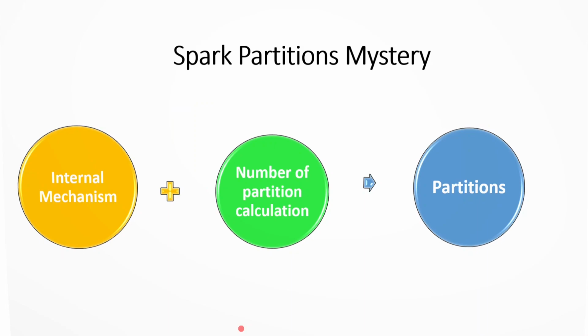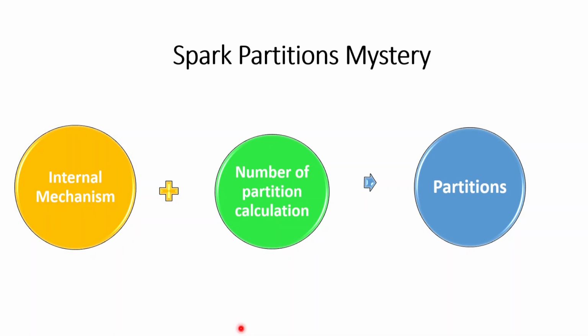I have divided this video into two parts. One is how partitions are internally created while a DataFrame reader is connecting with external storage, and what the different components involved in that process are. That is the first part of the video. In the second part, I'm going to explain how the number of partitions is decided while pulling the data from external storage. This is also one of the mysteries for most developers.